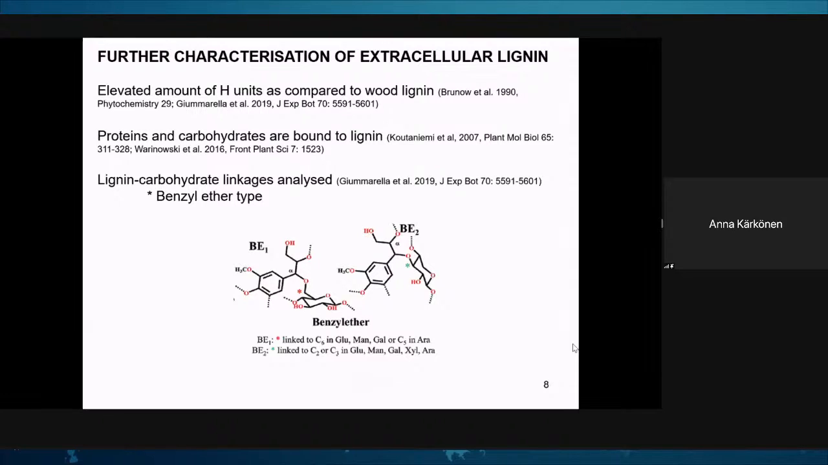Then there exist proteins and carbohydrates that are bound to lignin. And that was utilized in studies of LCCs, lignin carbohydrate linkages, that was conducted in collaboration with Martin Lawoko. And we found out that there are benzyl ether type of linkages in extracellular lignin.